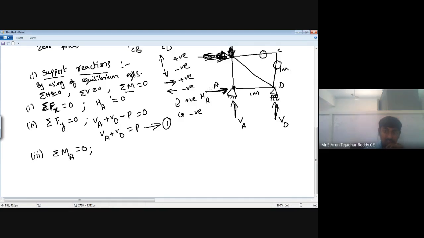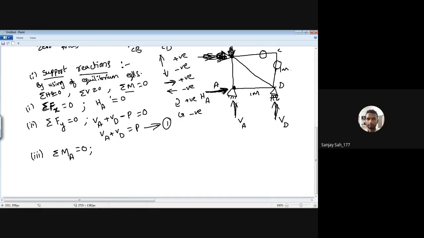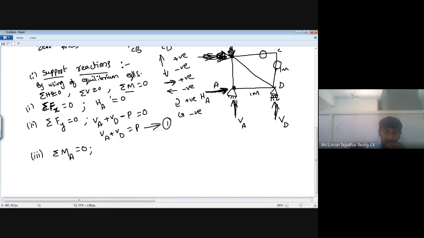Here HA is passing through point A, VA is also passing through point A, and one more force, load P, is also passing through point A. So these all are 0. Except these 3, is any other force acting here? Yes, one more force is acting, that is VD.